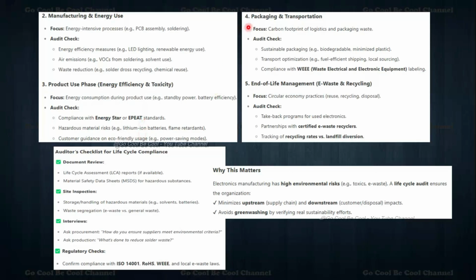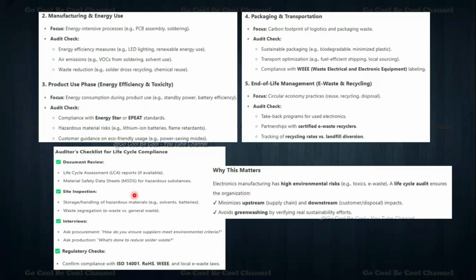Packaging and transportation focus, audit check: sustainable, and then WEEE, so waste electrical and electronic equipment. So labeling is also there. Then the fifth one is end-of-life management, e-waste and then recycling. So the final one is why this matters.